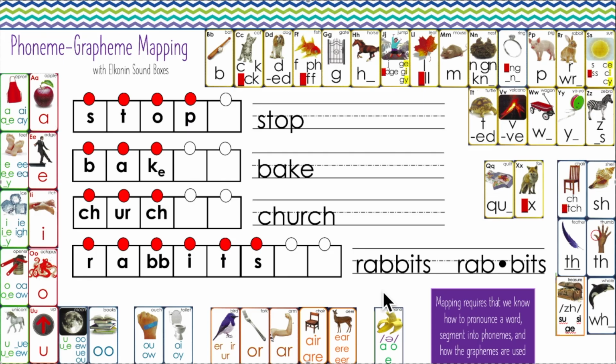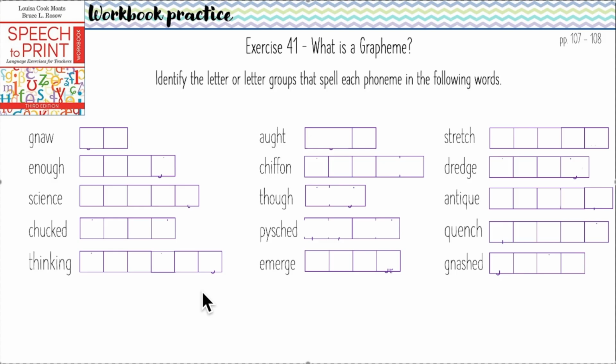Okay? So if we're going to orthographically map, it requires that we know how to say the word, how to segment the word into phonemes, and then how those graphemes are used, how those letters are used in conjunction. There is on the folder that I shared with everyone a routine card that takes you through a script for this, so you can help keep all the pieces in order and then pull yourself away so students answer more directly. So let's practice a little bit more with some of these others.